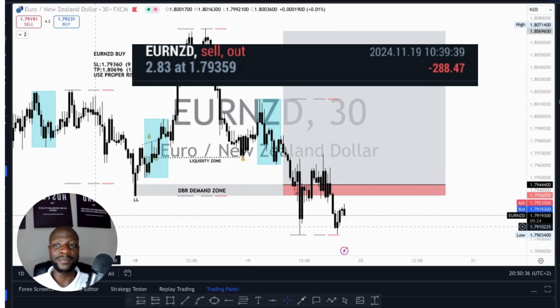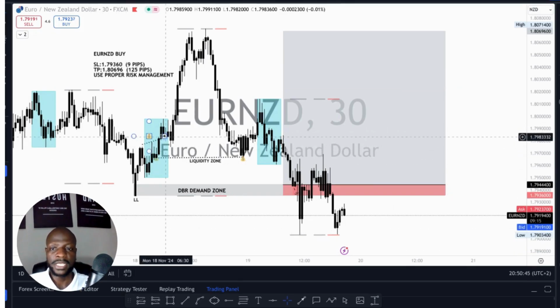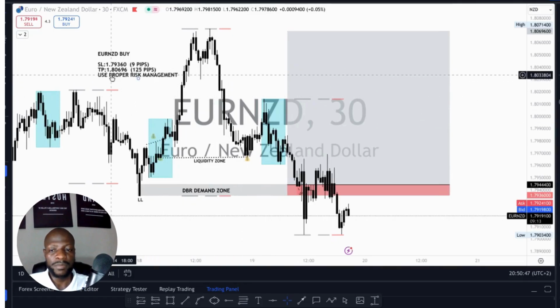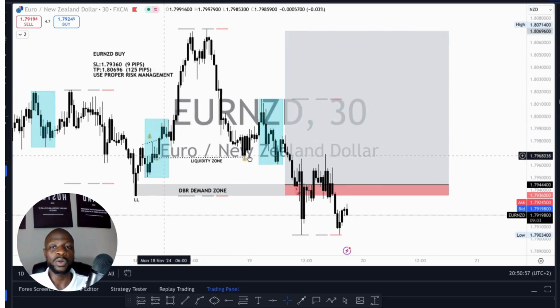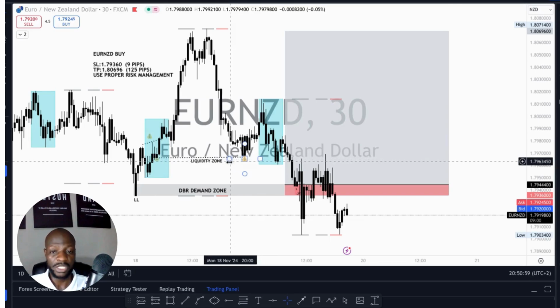Ladies and gentlemen, let me show you what happened on Euro NZD and how I lost about $280 on this particular trade. All right, so let me break it down for you guys. You can see that right now we had a really beautiful drop base rally, and this drop base rally broke structure to the upside right here. Then also apart from that, we had equal lows which were left behind, which is really important.